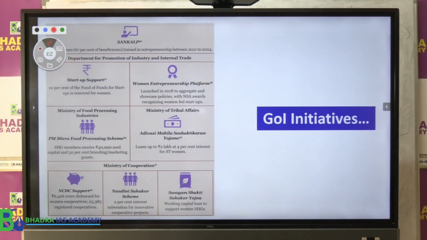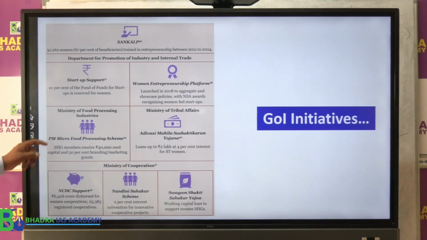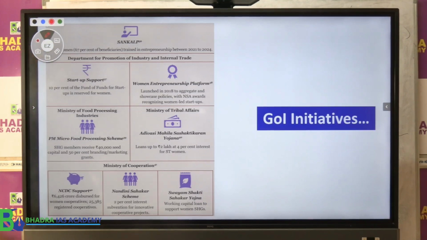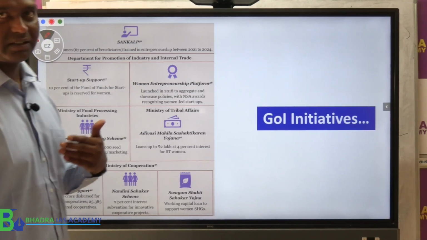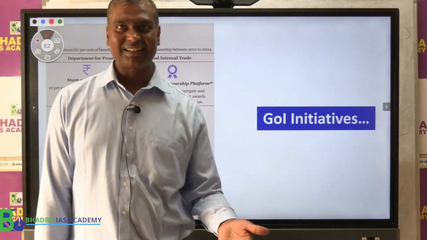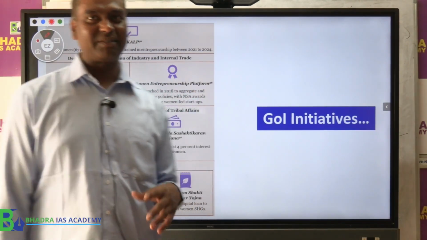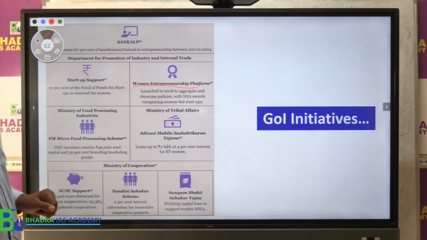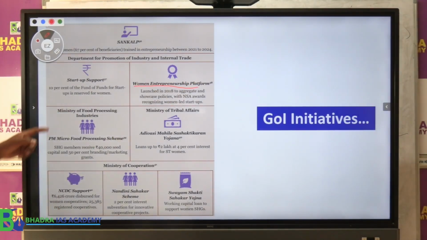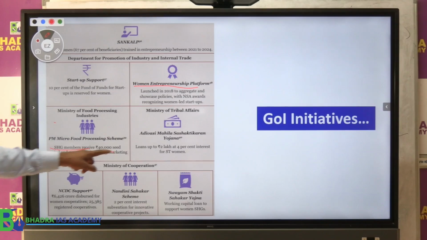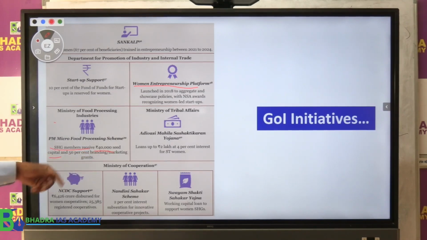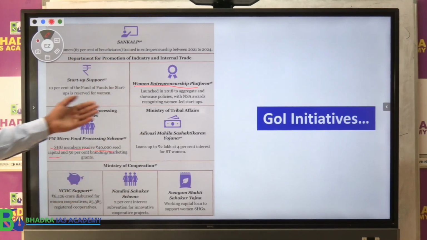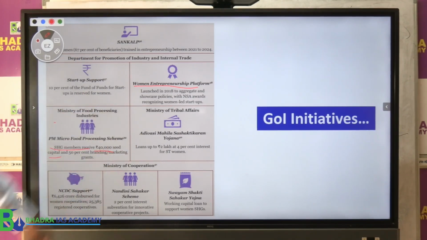Also, if you see, there is support provided for women's startup businesses. We have the Stand Up India program. Now the government has announced something new in this budget. For first-time women entrepreneurs, they are also providing money. That is the women entrepreneurship platform, right? Then in food processing, self-help group members receive 40,000 as seed capital. There are so many such programs announced by the government.